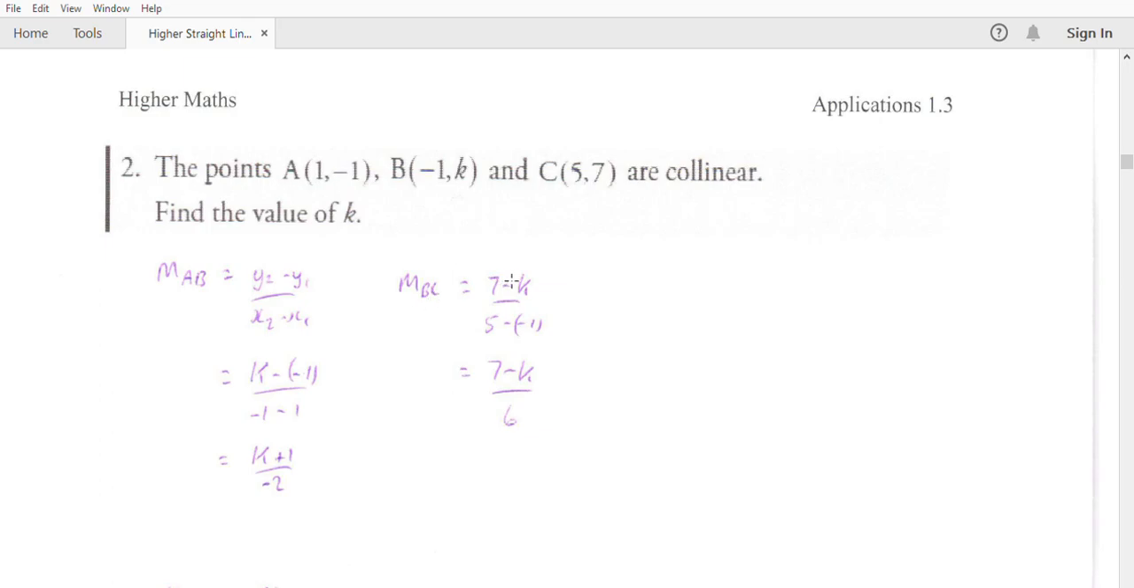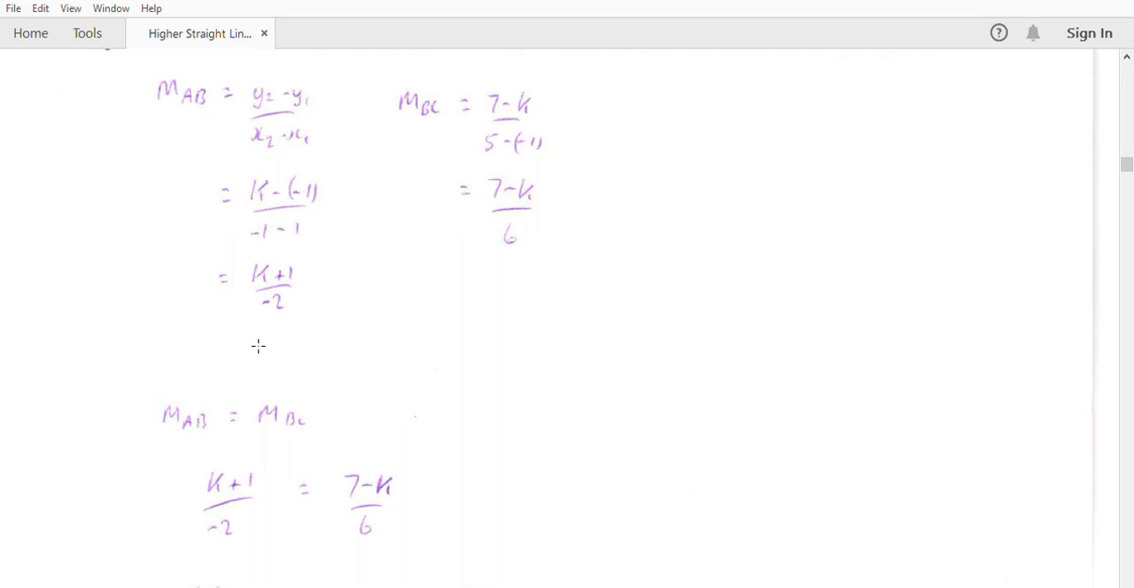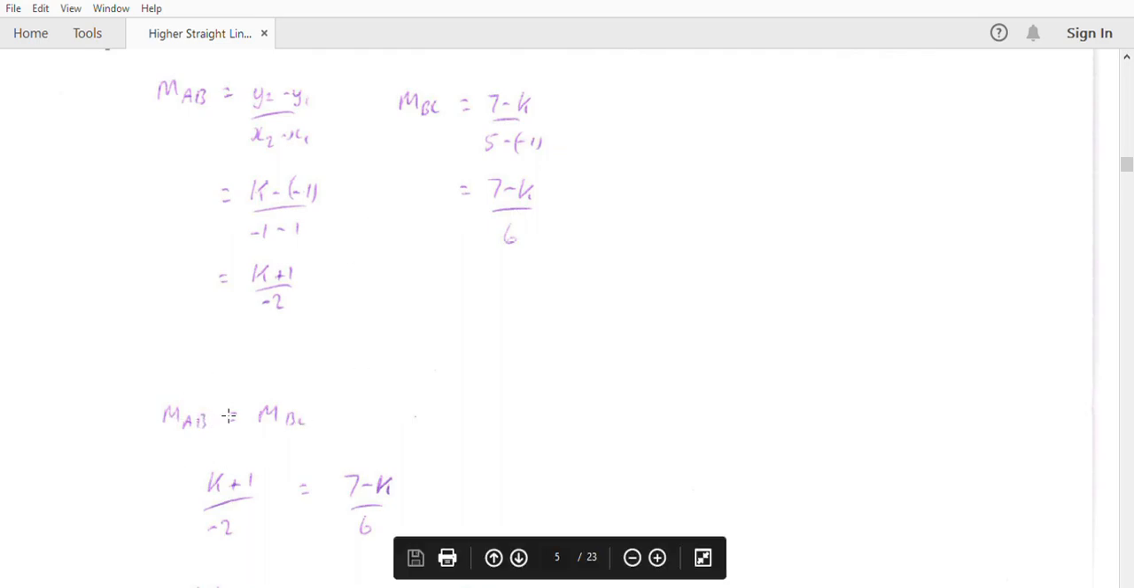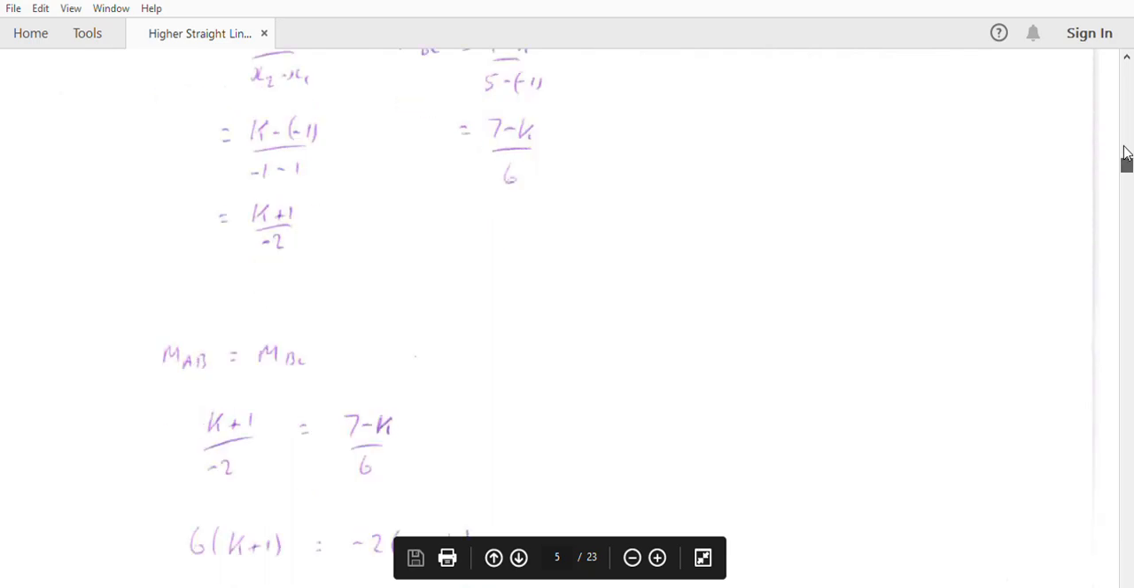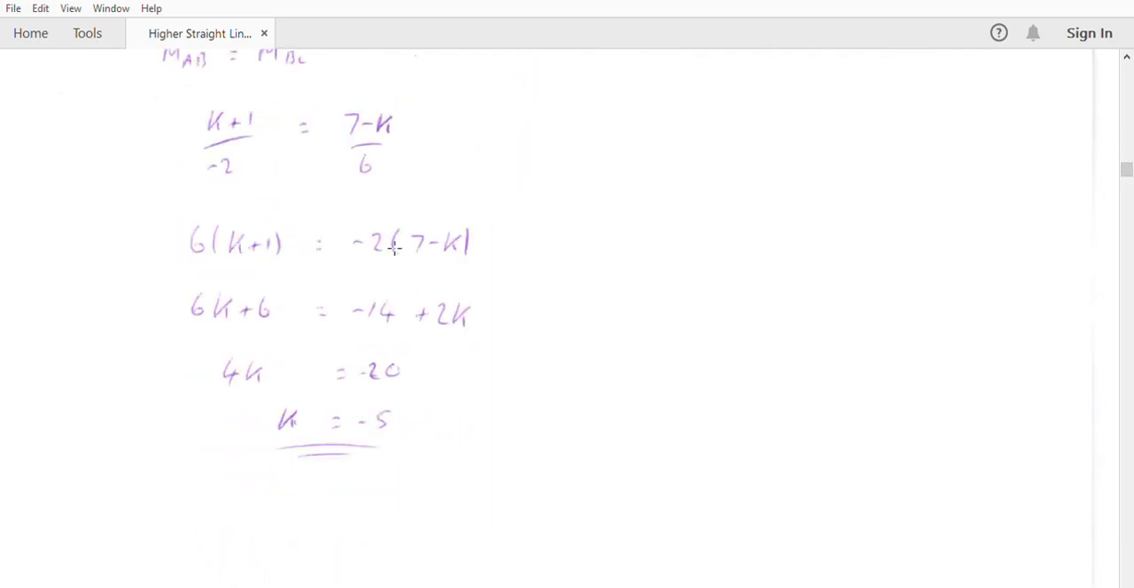Find the gradient of BC. So again, y2 minus y1 over x2 minus x1, and we end up with 7 minus k over 6. Now we are told that the lines are collinear, so that means the gradient of AB is equal to the gradient of BC. So k plus 1 over negative 2 equals 7 minus k all over 6. So what are we going to do here? I'm going to multiply both sides by 6 and also both sides by negative 2. So essentially I'm just cross multiplying like we do when we're doing the sine rule at National 5. So this comes up here, that goes up there. Multiply out of the bracket here, so we'll end up with 6k plus 6 equals negative 2 bracket 7 minus k.